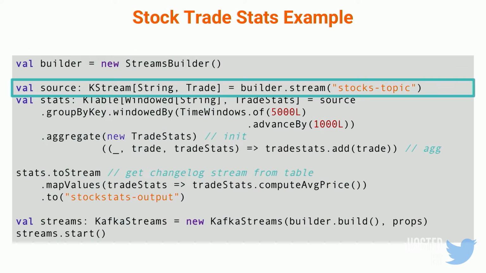So when you have this builder, well, first you want to read some data from the Kafka cluster. So you say here, well, please create a data stream. That is a KStream, that's the return type, and it reads the data from this topic, stocks.